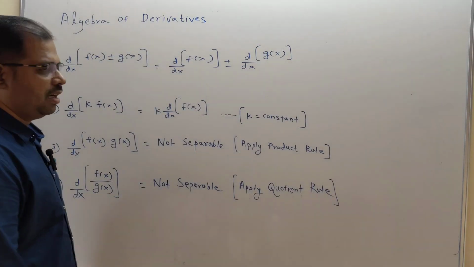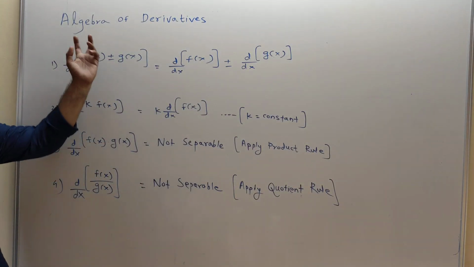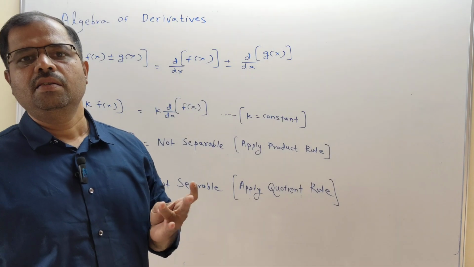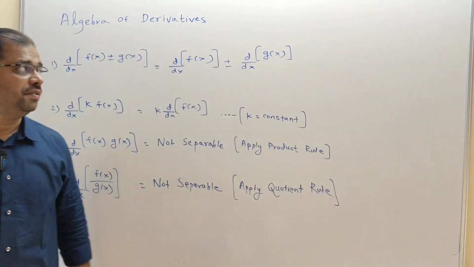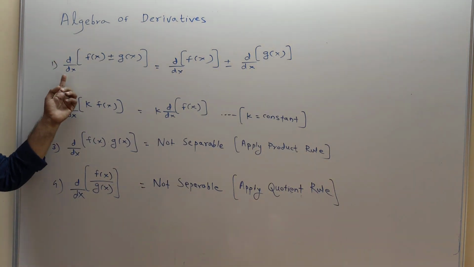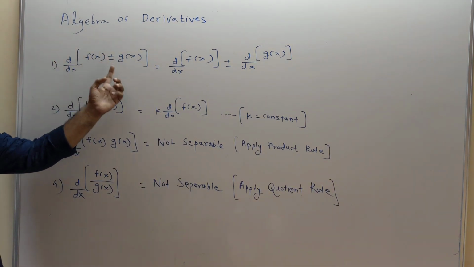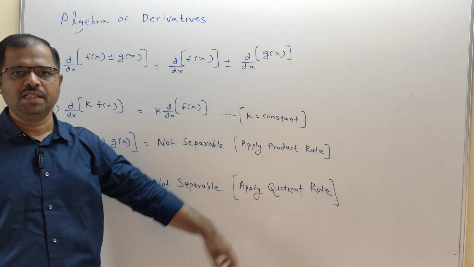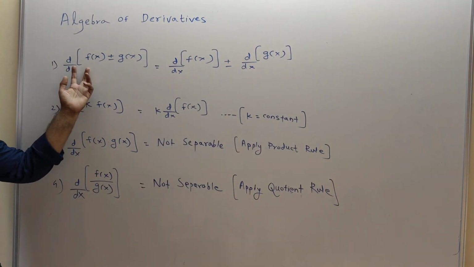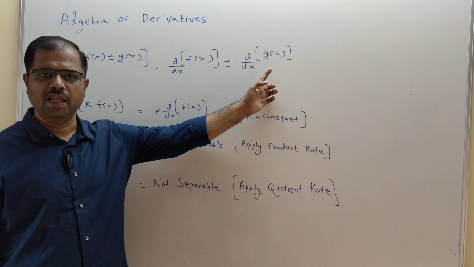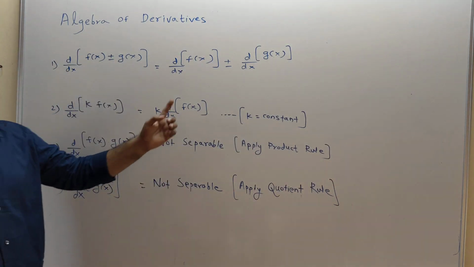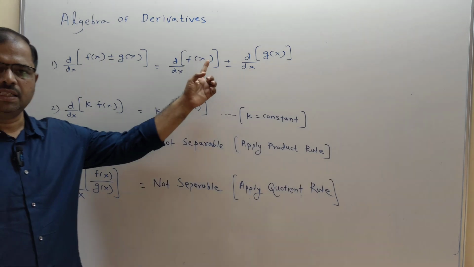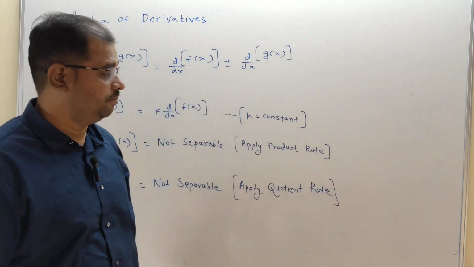Now we see algebra of derivatives. Algebra means rules of addition, subtraction, product and division between variable terms. d by dx of f(x) plus or minus g(x) is d by dx of f(x) plus or minus d by dx of g(x). Means derivative of sum is sum of the derivatives. Derivative of difference is difference of the derivatives. Derivative is separable in addition as well as in subtraction.